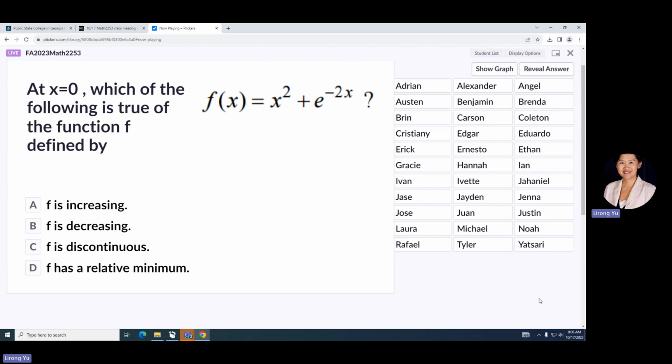B has a relative minimum. That is, I think, where the derivative would be equal to 0. So it looks like we should calculate the derivative of the function and use that to make a judgment. Is it increasing? Is it decreasing? Or is it a relative minimum or maximum?